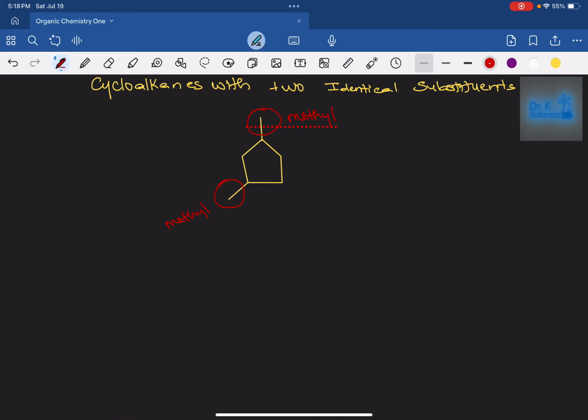So here's what you do. When you have a situation like this, it doesn't matter where you put number one. What matters is the direction in which you number. You must number in the direction that gives your second substituent the lowest possible number. So let's do that. So I'm going to start number one here, right?